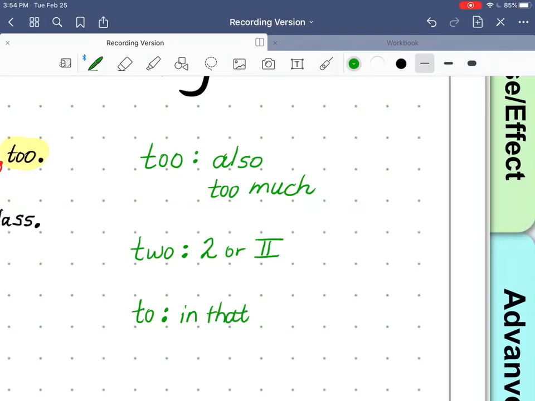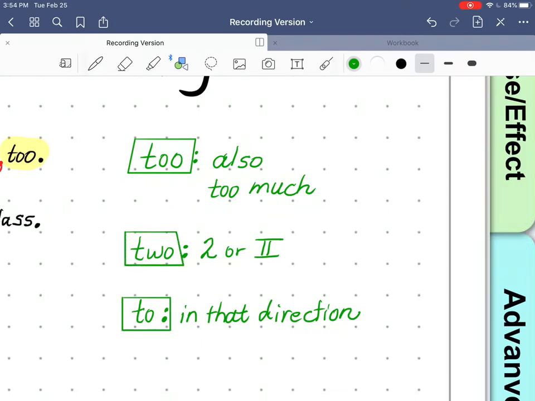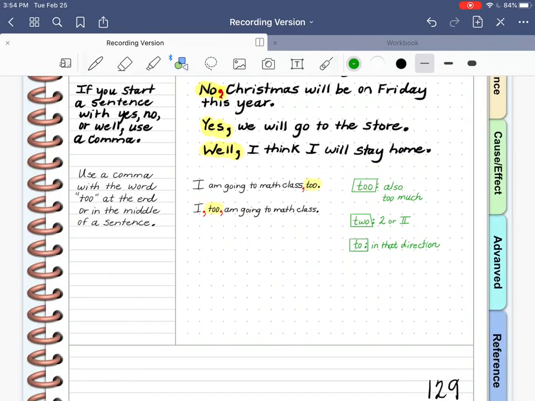To the store, to math class. It's a preposition. It's giving a direction. So you definitely need to know the different forms of this word. You want to make sure that you're using the correct form. So if you have to write this word, you can always look back in your references on page 129 and know which form of the word you're going to need.